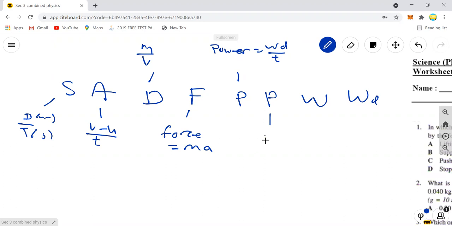Next P. Pressure equals force over area. You didn't get it as well? P for pressure, okay? Pressure equals force over area. SI unit for force is Newton, area is meter square. What's the SI unit for pressure? Pascal. Correct.